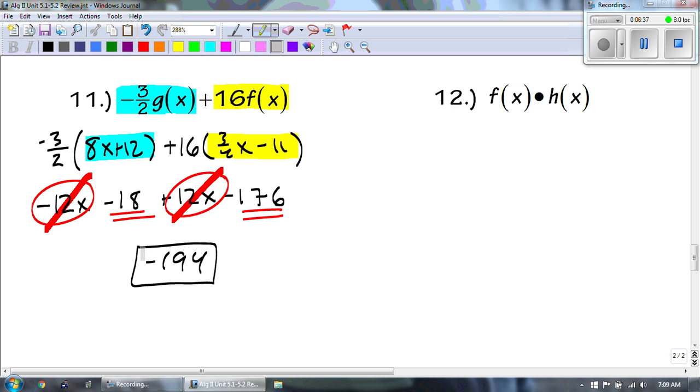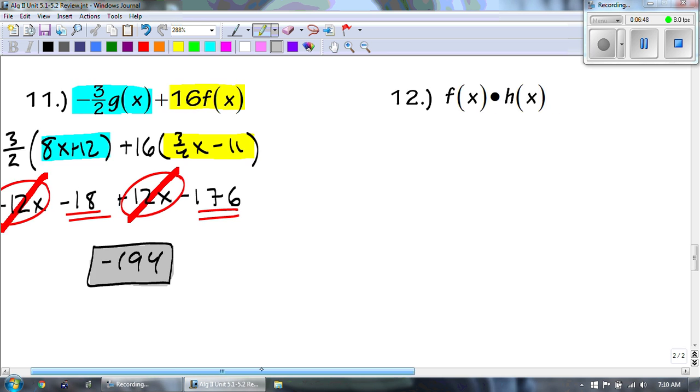And did you guys get just negative 194? Yeah, that's what I got too, because the x's canceled out. And then we're just left with negative 18 minus 176, which is negative 194.